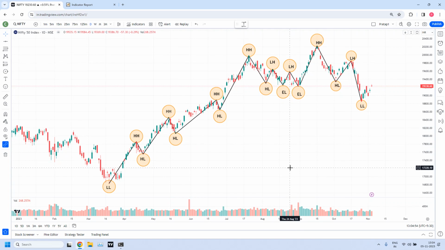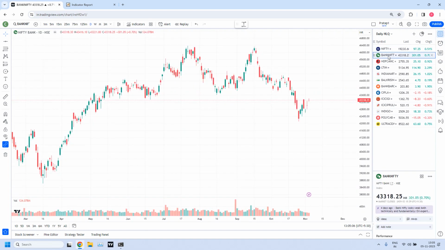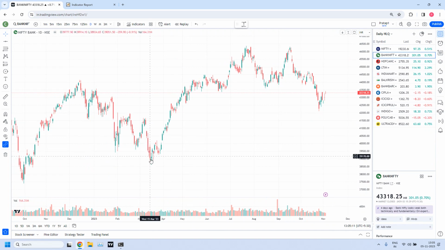You should not compromise about your time. So let us do one more analysis to get better clarity. That is further. This is Nifty 50, Bank Nifty we will take. This is the Bank Nifty chart. So let me start with this.